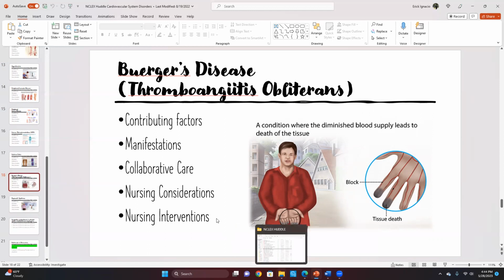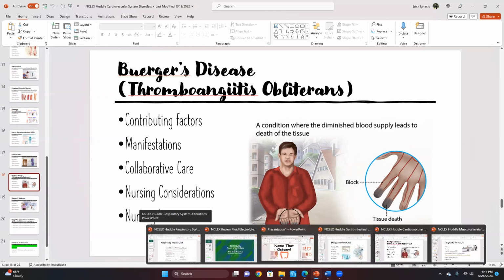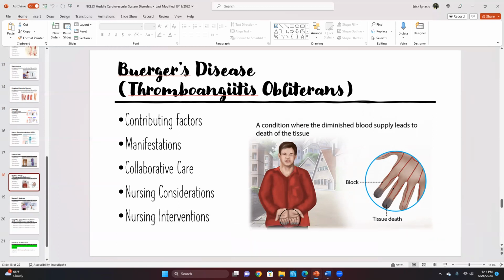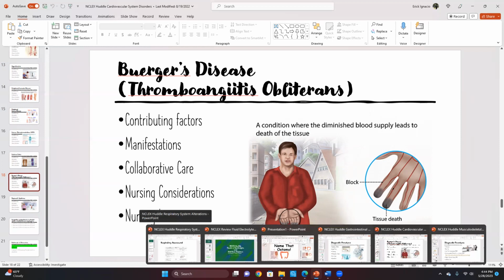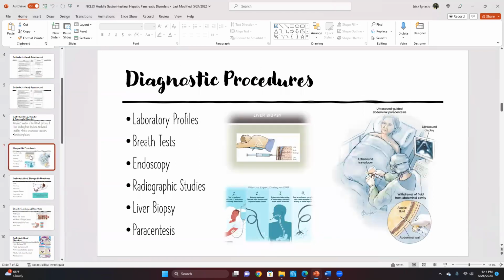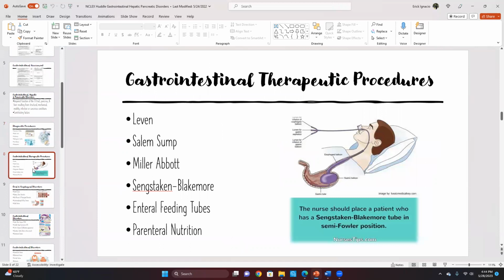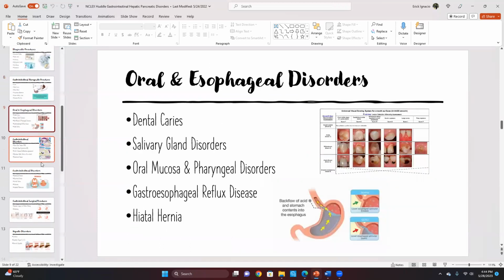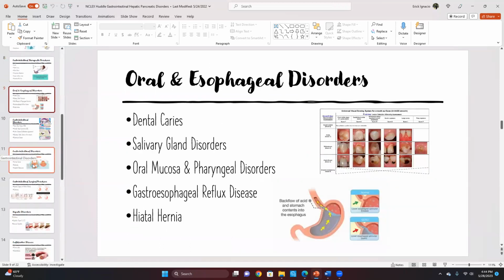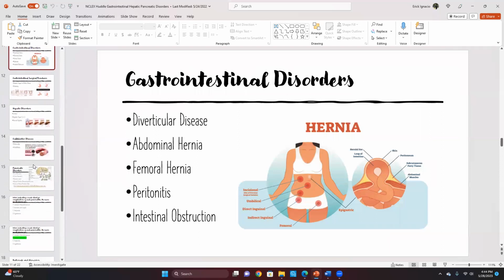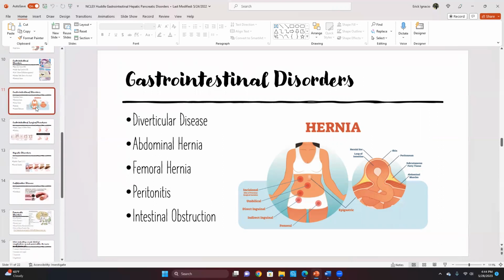All right, so we're going to stop talking about cardiovascular. I'm going to jump into my next body system. Let's talk about GI for a moment. Let's go to our gastrointestinal disorders. Okay, so we'll start with gastrointestinal disorders.